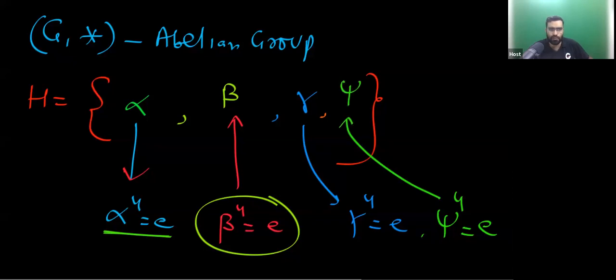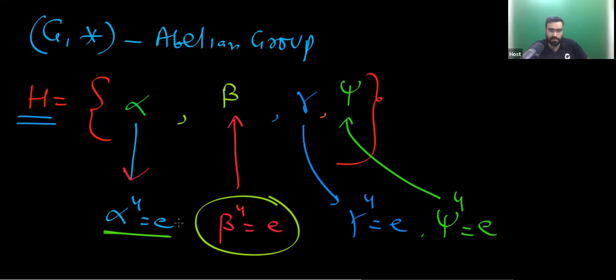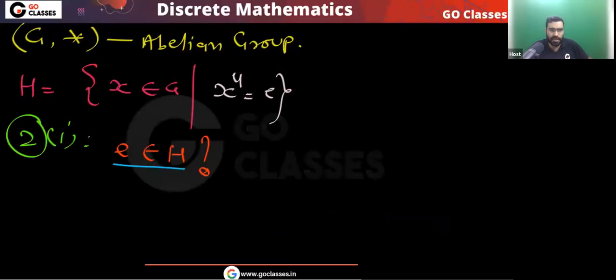So first you understand what is H. In this H, you have all those elements whose power 4 is equal to the identity element. If your power 4 is the identity element, then you are in H. And similarly, if you are in H, then your power 4 is equal to the identity element. Now, once that is clear, tell me, can I say E belongs to H? For this, what do we need to check?